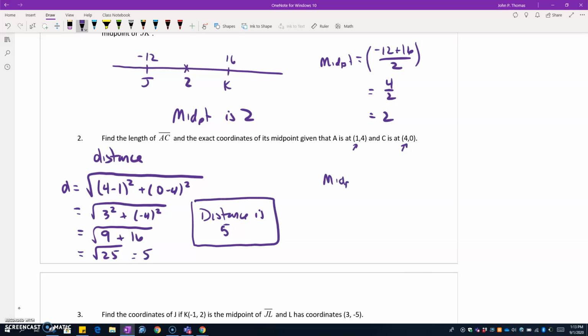And then that's for the midpoint. So for midpoint, we're going to take the average of the x's, so 1 plus 4 divided by 2. Average of the y's, 4 plus 0 divided by 2. That's going to be 5/2, comma 2. And that would be our midpoint between those two points.